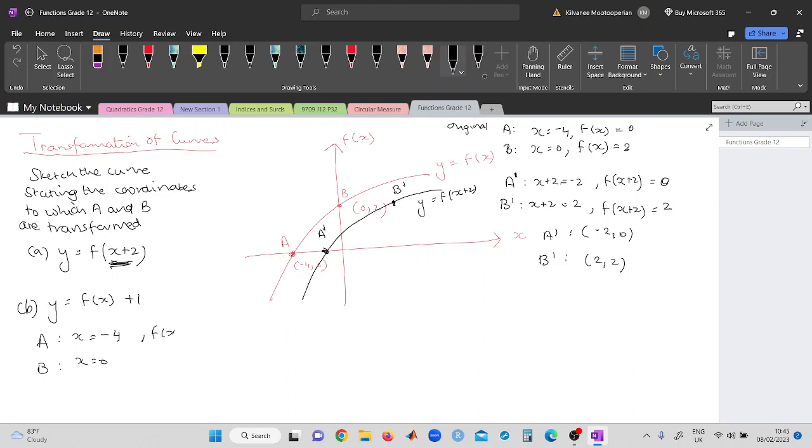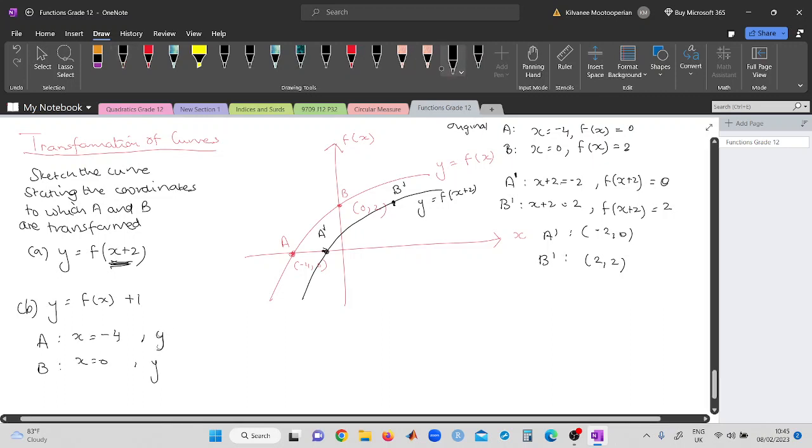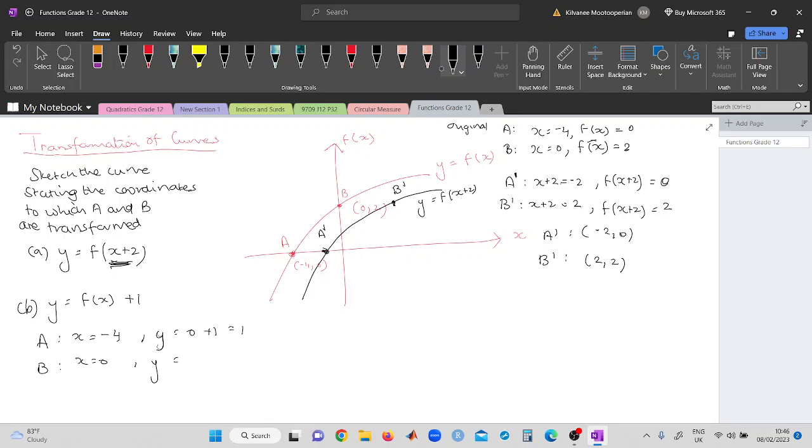Mais qu'est-ce qui est arrivé à f of x? Donc, nous ne pouvons pas appeler f of x. On appelle y. Et pour f of x ici là, 0 plus 1, égale 1. F of x ici là, 2 plus 1, égale 3. Donc, what will be my point of transformation? Minus 4, 1, 0, 3.